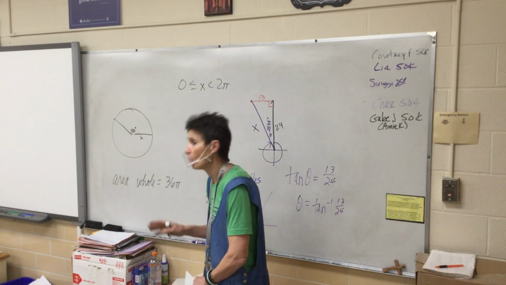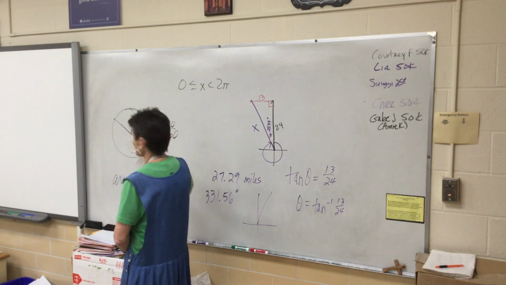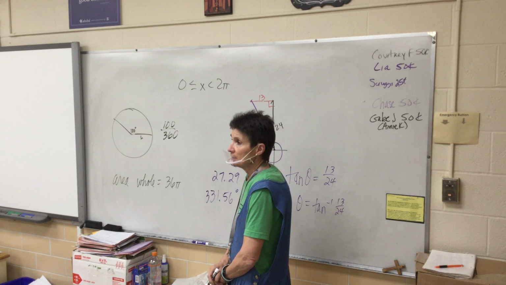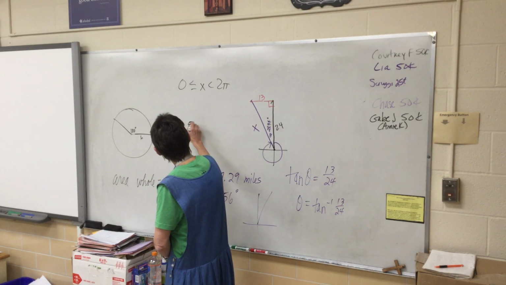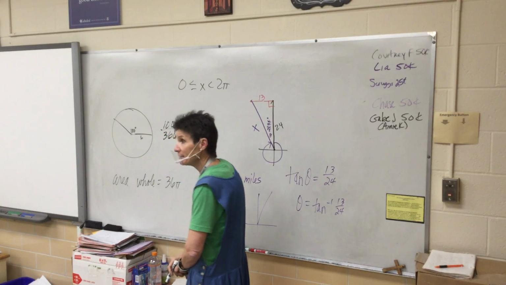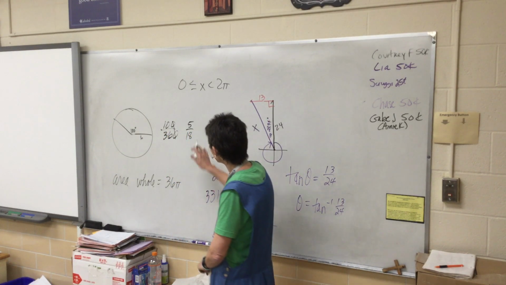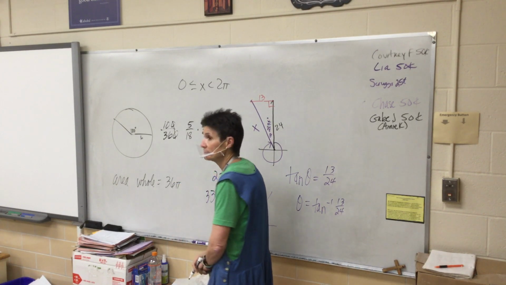I'm not eating half of it. I'm not eating a fourth of it. I'm eating 100/360ths of it. Would you agree with that? So that means I'm basically eating 5/18ths of the pie. So I'm eating 5/18ths of 36 pi.